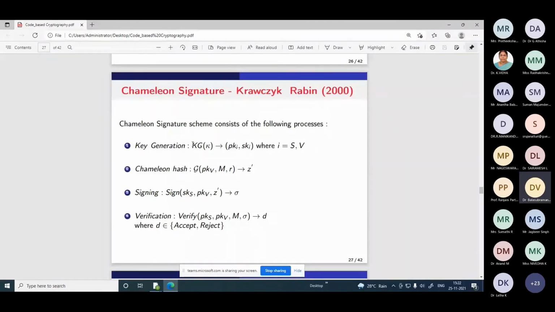So you have a key generation. A normal signature process will have 3 stages. Here we are having 4 stages. You'll have a key generation process, a chameleon hash, a signature generated on the chameleon hash instead of the message, and a verification algorithm that verifies the signature.